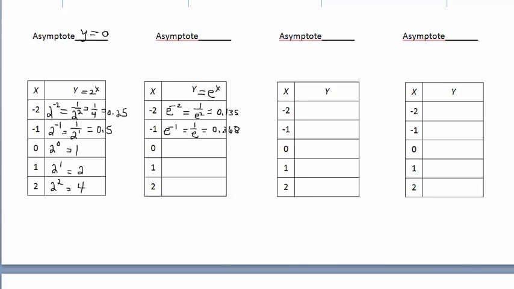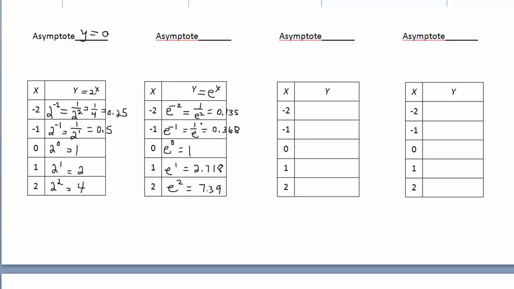So notice the progression of these y values as my x values increase from negative 2 to negative 1. My y's are increasing also. So my function should be rising. E to the 0, anything to the 0 power is 1. E to the first, well, that's 2.718. E squared, compute that value on your calculator, and you're going to get 7.39.